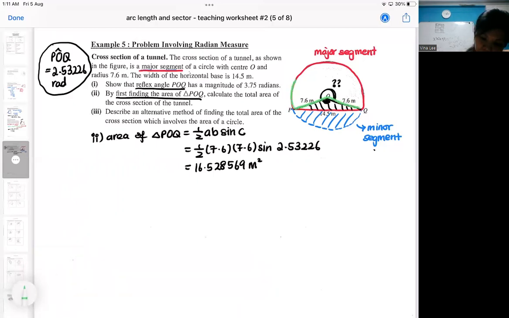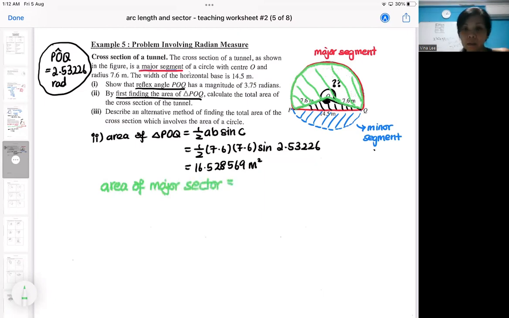This is the major sector, a pizza. This is the big piece of pizza. So I need to find the major sector. If I'm going to find the major sector, I got to use the 3.75 that I gotten just now. So that should be half r squared theta. The theta is the 3.75 that I found just now.